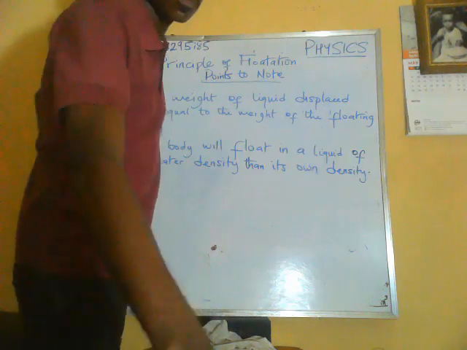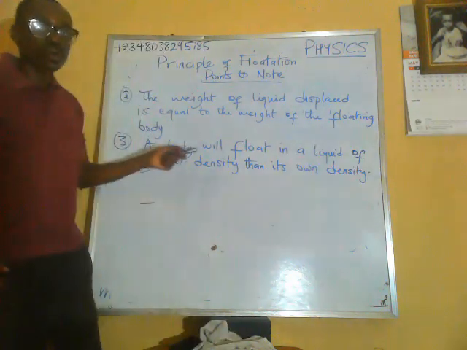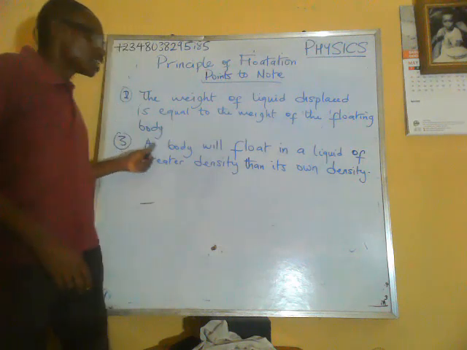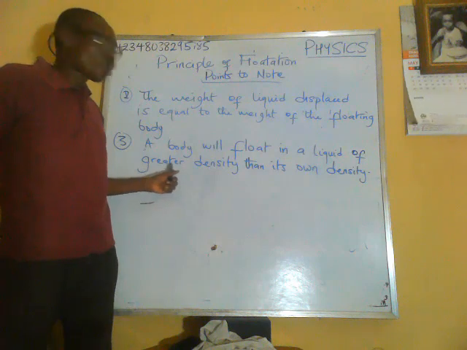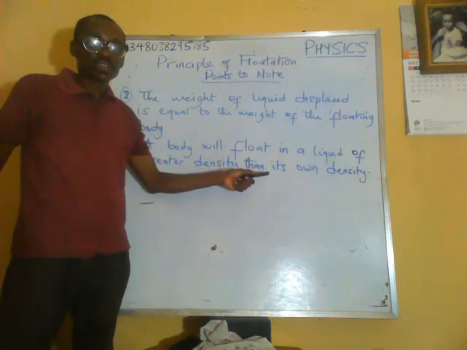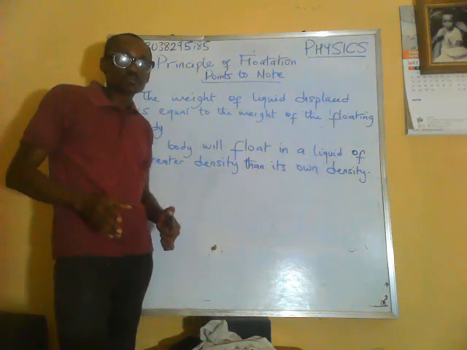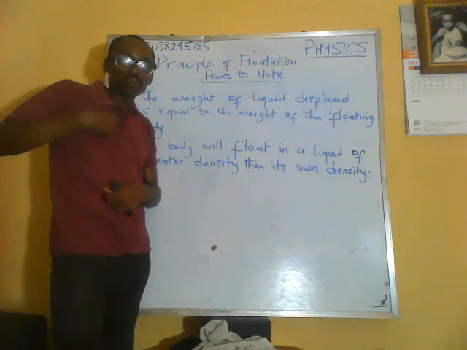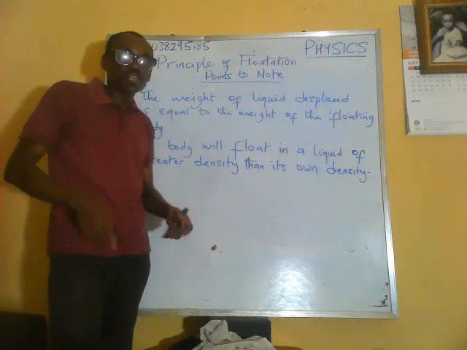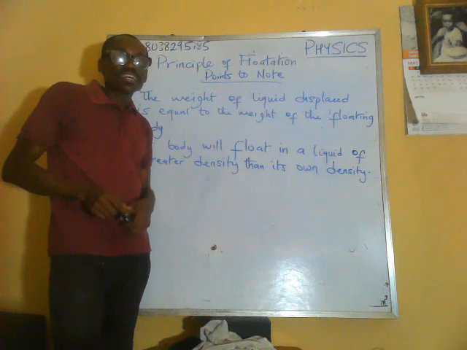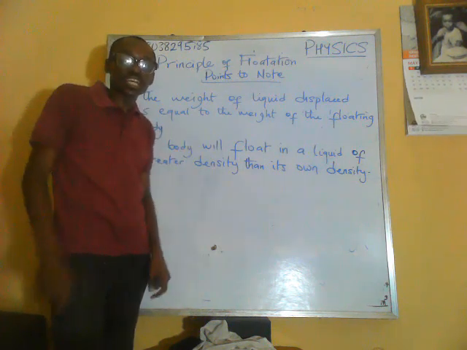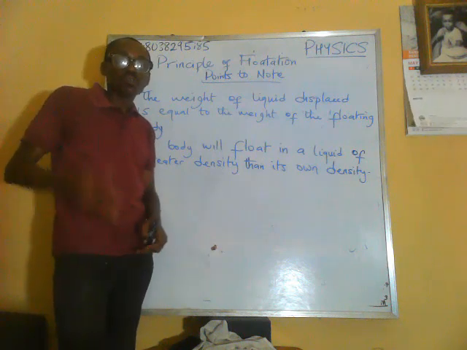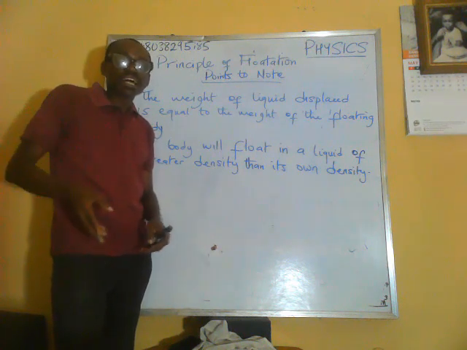We'll move to the third. The third point to note is that a body will only float in a liquid of greater density than its own density. So a body will float when the density of that body is less than the density of the liquid in which it is floating. If the density of that body is higher than the density of the liquid, it's going to sink.